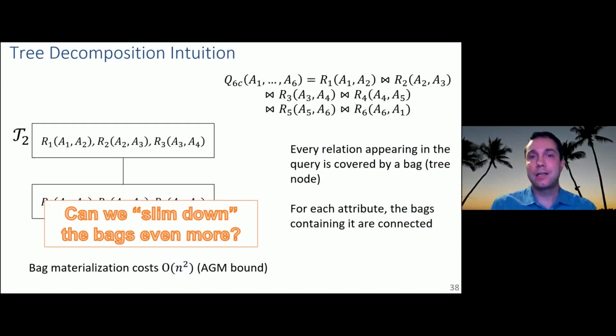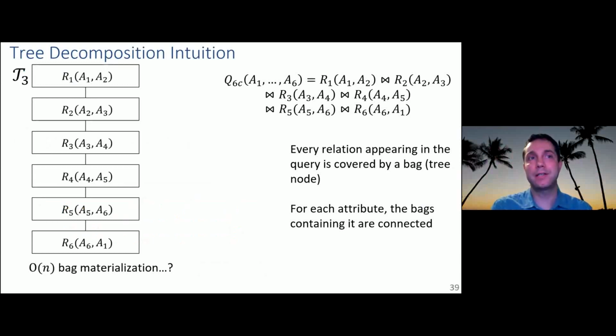Now let's take that a little further. Can we slim down the bags even more? If we got from 6 to 3, reducing computation time from n cubed to n squared, can we go all the way and maybe have only a single relation in every bag? Then we would have O of n bag materialization cost, and that would be the best we can hope for. This is kind of how the Yannakakis algorithm looked on the acyclic query. So what's the problem with that? Now let's look at our 2 properties.